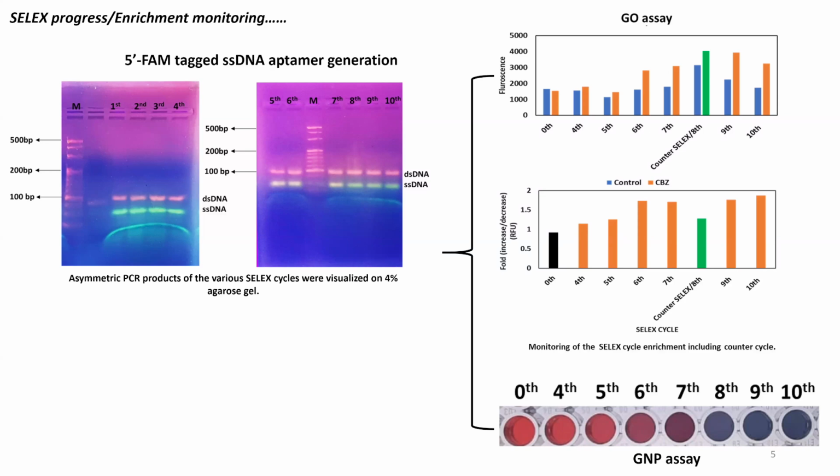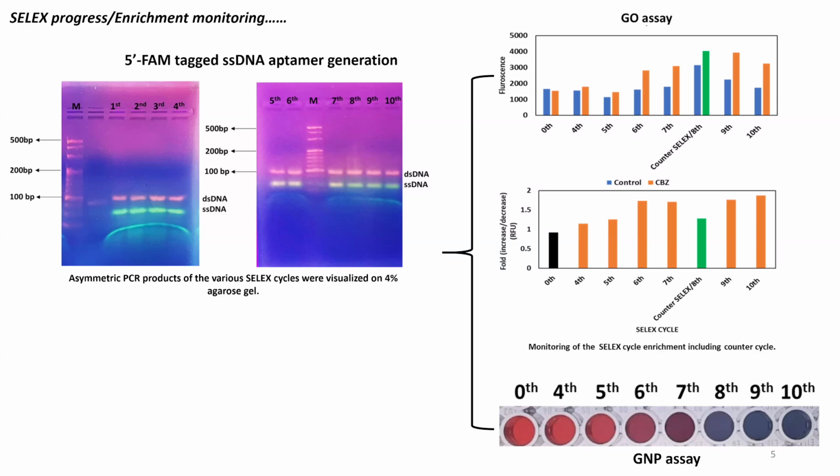We have performed an asymmetric PCR method. As you can see, there are different cycles, starting from one cycle to the 10th cycle, because I ended up with 10 cycles. The green band shows the single-stranded DNA, because we tagged the primer with fluorophore molecules, and the band above is the double-stranded DNA. We do not require the double-stranded DNA. We just remove it and elute the single-stranded DNA for the fluorescence assay.